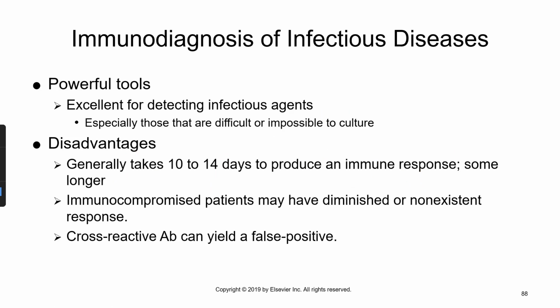Immunodiagnosis of infectious diseases. They're powerful tools and excellent for detecting infectious agents. However, like I mentioned previously, if this is the patient's first time getting exposed to something and you want to see if they have been exposed, it usually takes 10 to 14 days to produce an immune response, and sometimes longer. Immunocompromised patients also may have a diminished or non-existent response, so you may not see antibodies at all even though they've been exposed. Cross-reactive antibodies can also yield false positives. Cross-reactive means that you have one antibody that's supposed to recognize one specific thing, but it happens to recognize and bind to multiple things.